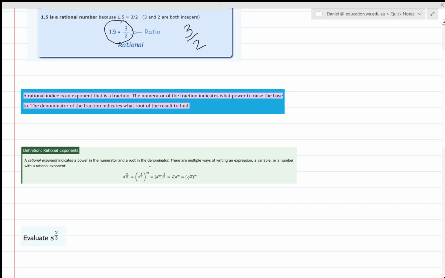But we've been working with indices this week. So a rational indice is an exponent that is a fraction. The numerator indicates what power to raise it to. So if I've got a to the power of 3 over 2, the numerator, we're going to raise it to that amount. The denominator tells us to find the root of.